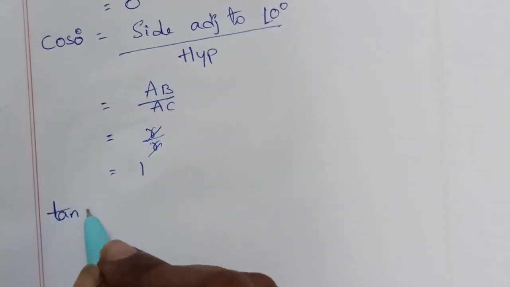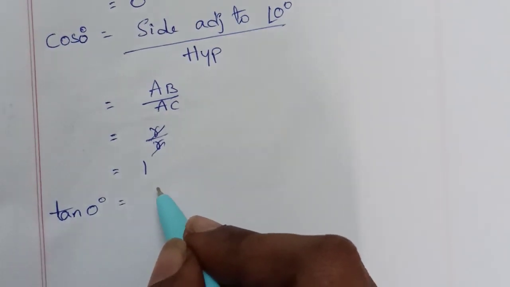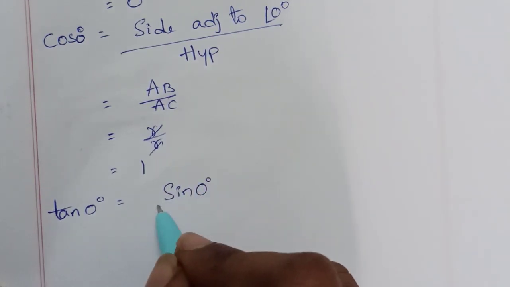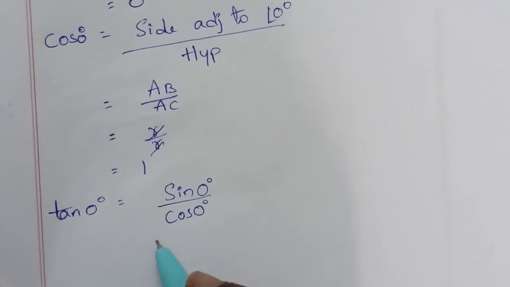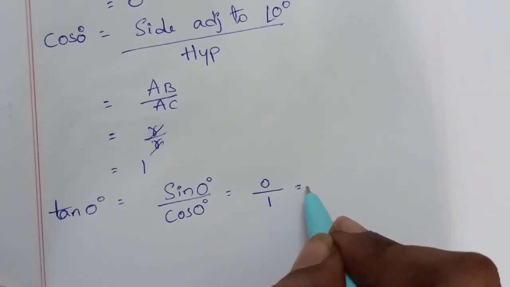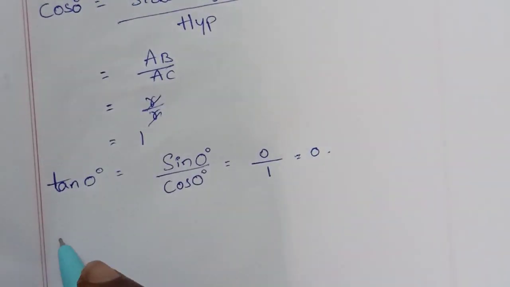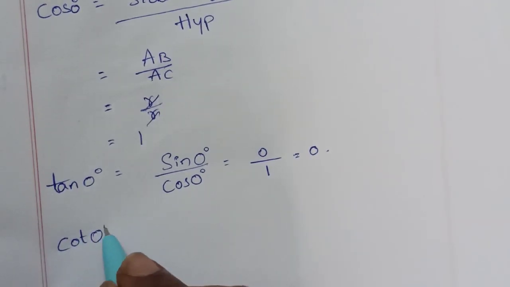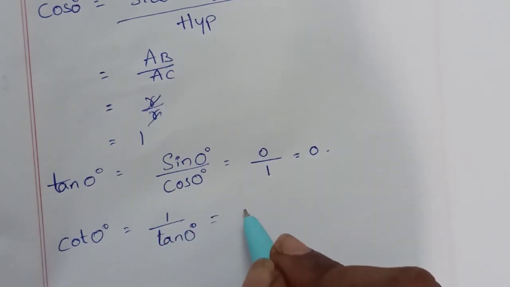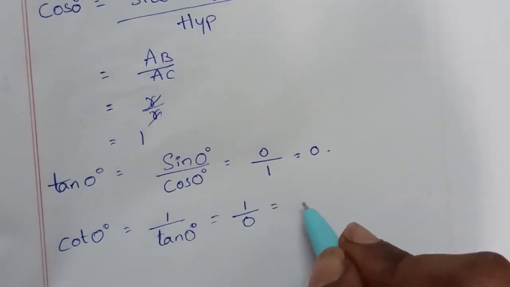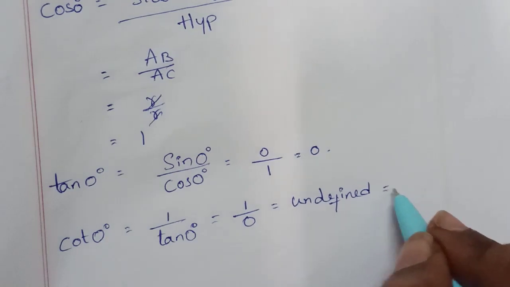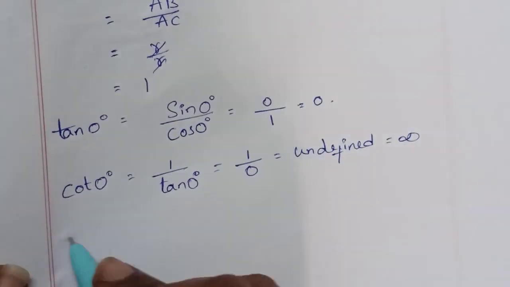Next, tan 0 degrees is equal to sin 0 degrees by cos 0 degrees. That is equal to sin 0 is 0, cos 0 is 1. It is equal to 0. Next, cot 0 degrees is equal to 1 by tan 0 degrees. 1 by 0 is equal to undefined, is equal to infinity.